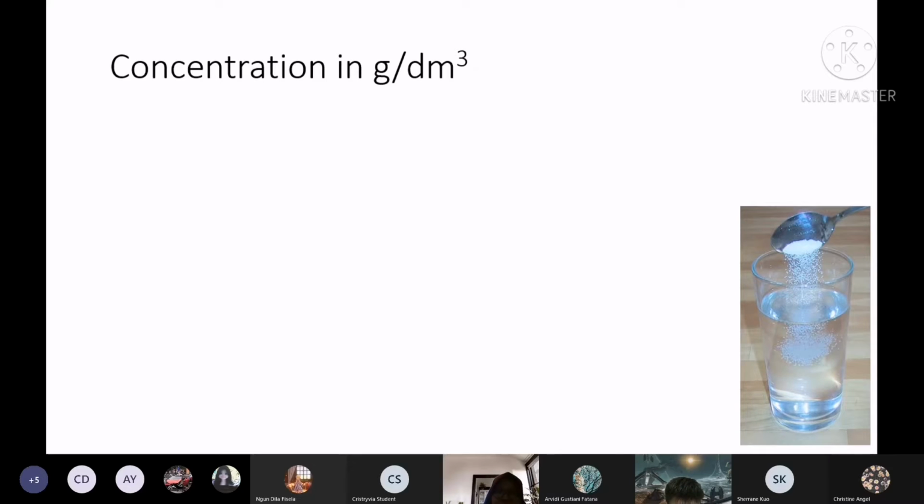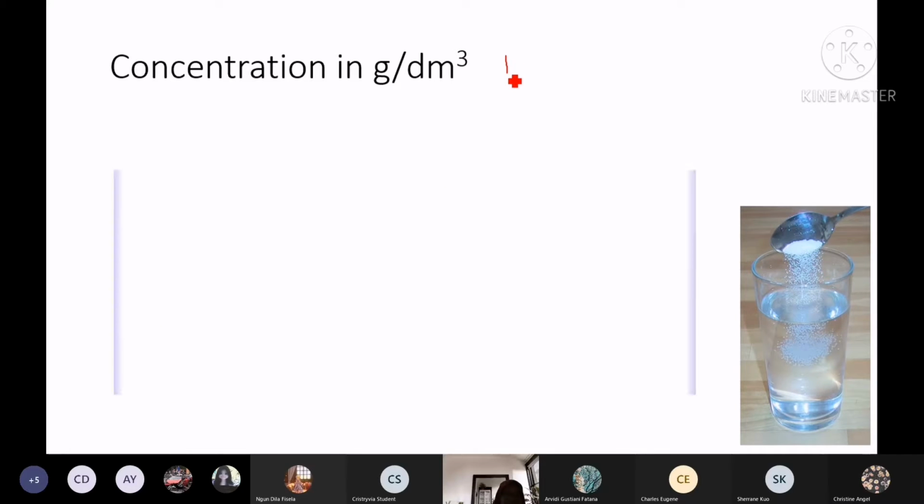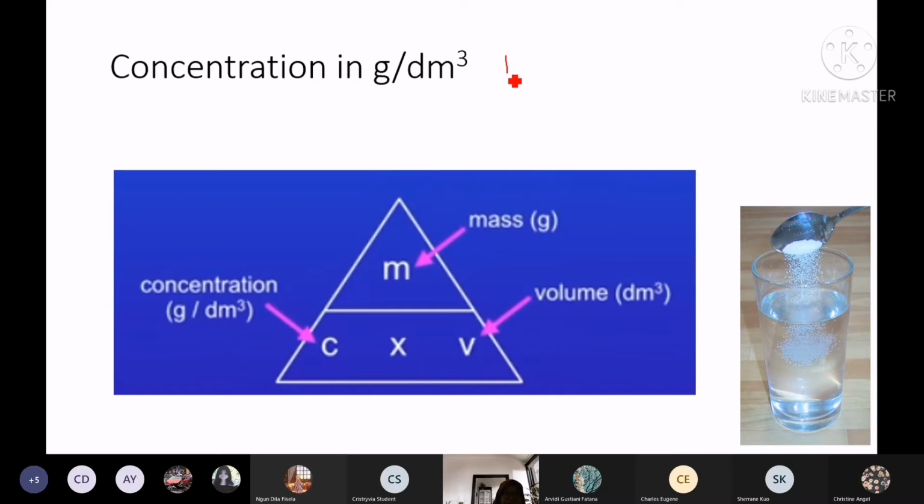Before we continue about volumetric analysis, let's recall the concentration. Actually, there are two units of concentrations. The first unit is grams over dm cube. Remember the simple triangle that shows calculation involving concentration, mass, and volume. C is concentration, M is mass, and V is volume. The unit of concentration is gram over dm cube, mass in grams, and the volume in dm cube.